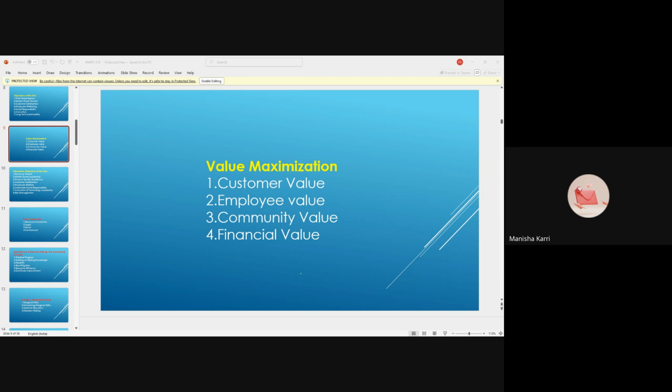All these processes will ultimately lead to increased sales and profitability. Generally, in this example, the bakery demonstrates how value maximization can be achieved by creating value for all stakeholders, not just shareholders, and by considering the long-term impact of its actions on the community and the environment. That is nothing but value maximization.